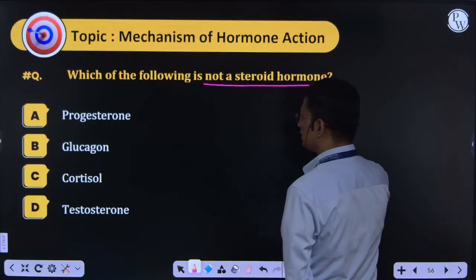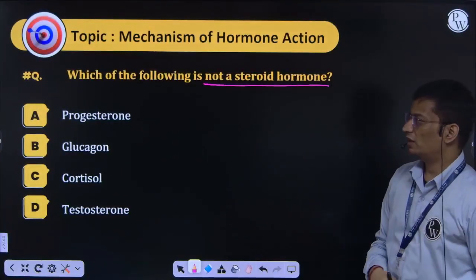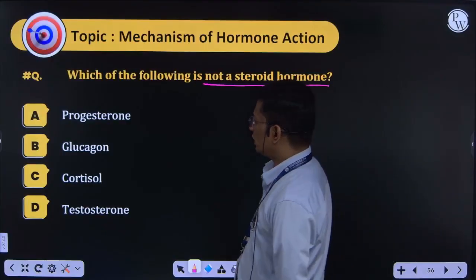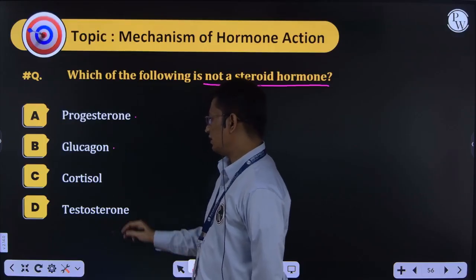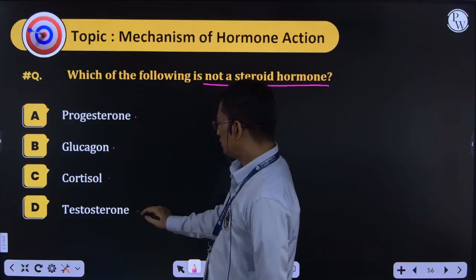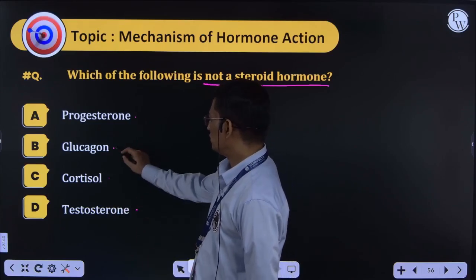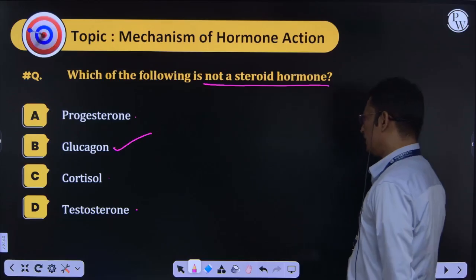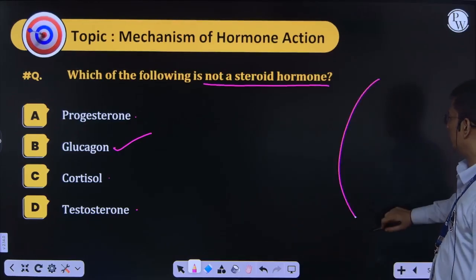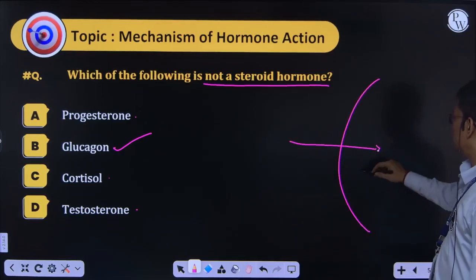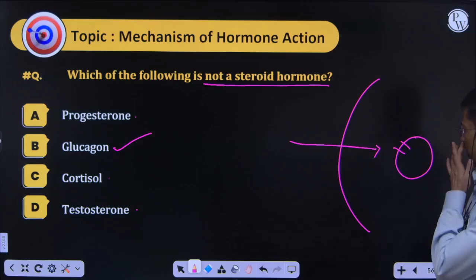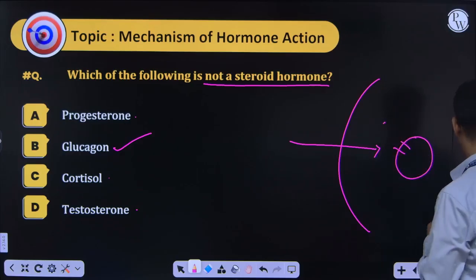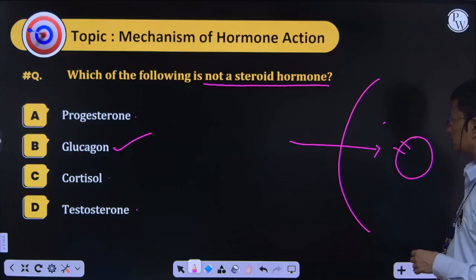Which of the following is not a steroid hormone? Hormones are steroid hormone, protein hormone, amino acid derivative. Progesterone is steroid, glucagon is peptide, cortisol is steroid, testosterone is also steroid. So glucagon is not a steroid hormone. Steroid hormone can directly enter inside the cell. The receptors are present on the nuclear membrane and also in the cytoplasm.